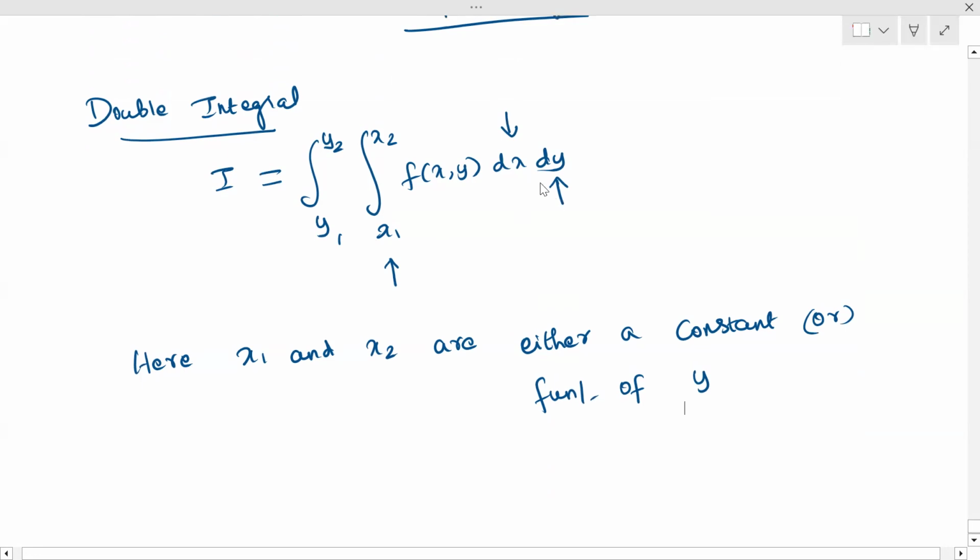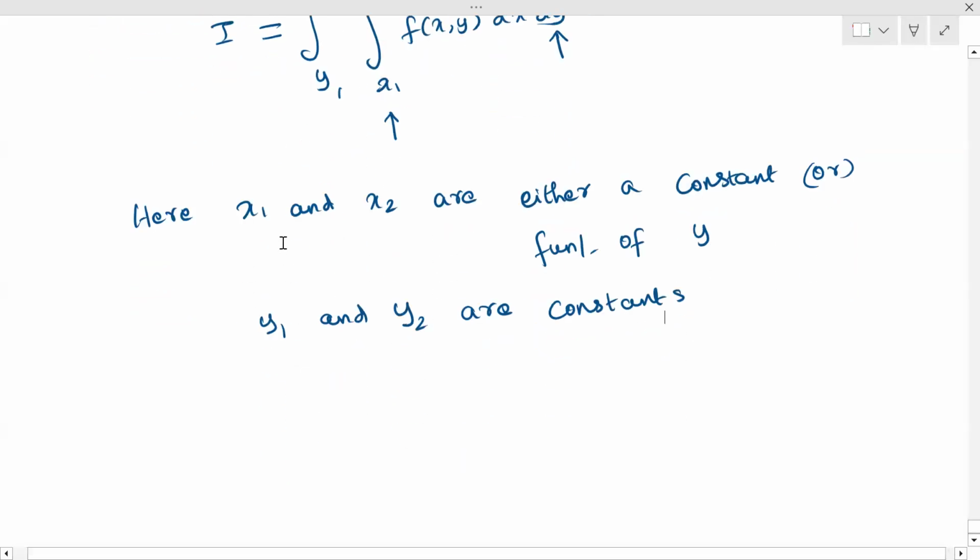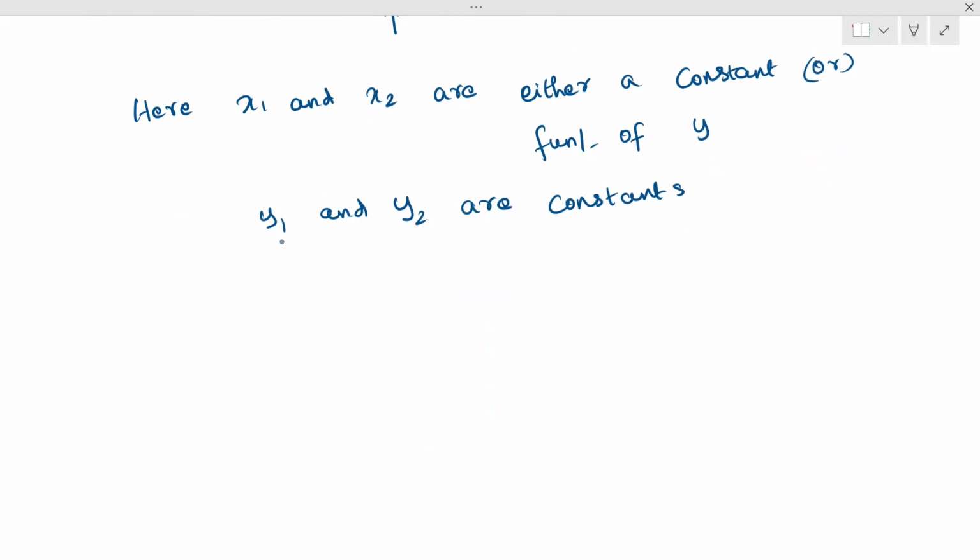Then we go to the outer integration. Outer integration is with respect to y. So, here the limit is y1 and y2. y1, y2 are always constant. Here f of xy, it is the function what we are going to integrate. So this is the procedure of double integral. Similarly, we are having the definition of triple integral.